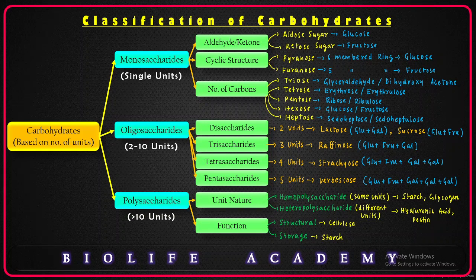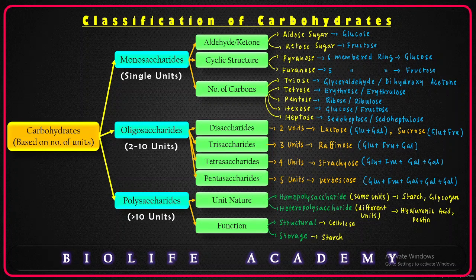carbons. On the basis of the aldehyde or ketone group, if the carbohydrate contains an aldehyde group, it is called an aldose sugar. An example is glucose. If it contains a ketone group, then it is called a ketose sugar, that is fructose. While on the basis of cyclical structure, we can classify it into pyranose and furanose form.